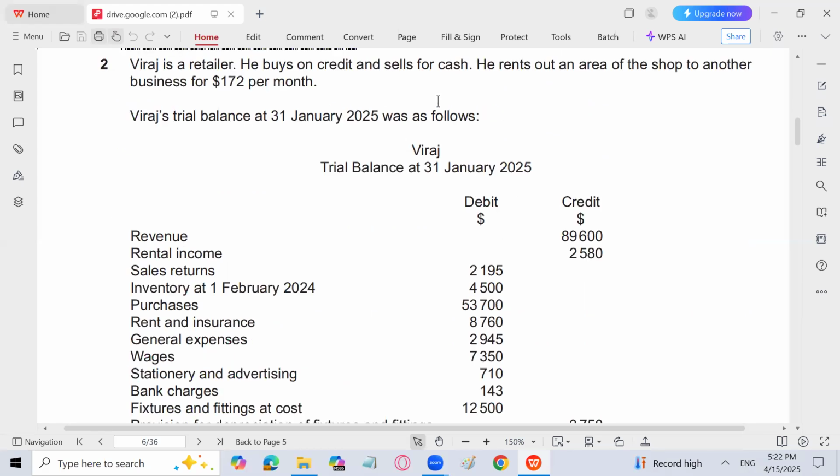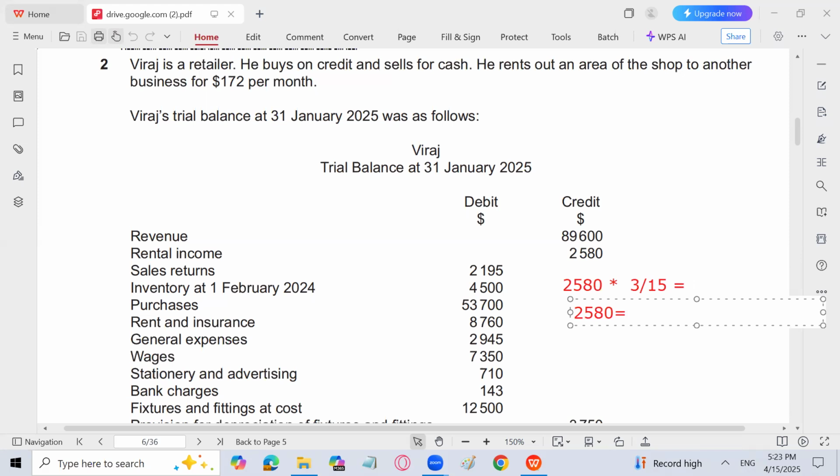So what we are going to do: rental income 2580 is for 15 months, divided by 15, into 3. That is going to be the unearned income, or income received in advance. We need a calculator. What is the amount? Tell me the amount, because I have to subtract that amount from 2580.